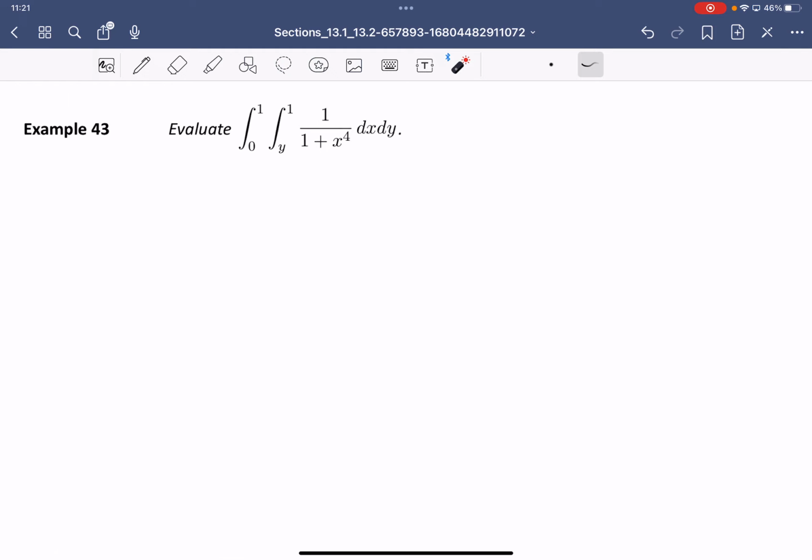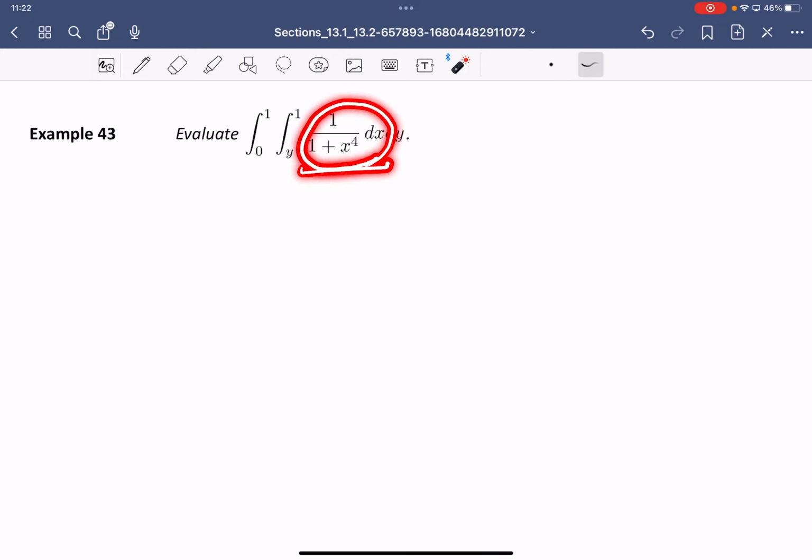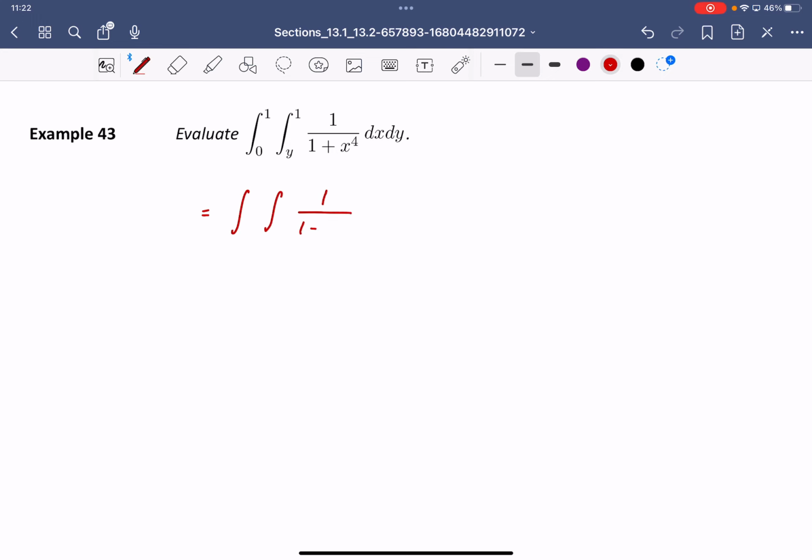I want you to compute the integral of 1 over 1 plus x to the 4th power dx dy, integrating x from y to 1 and y from 0 to 1. Similar to the previous question, you cannot integrate this thing because you have no formula to compute it. You have to switch the order of integration. So switch it to dy dx.